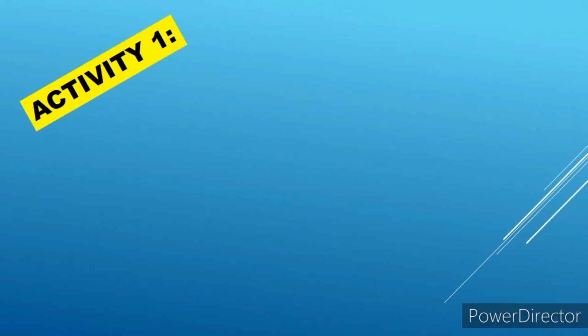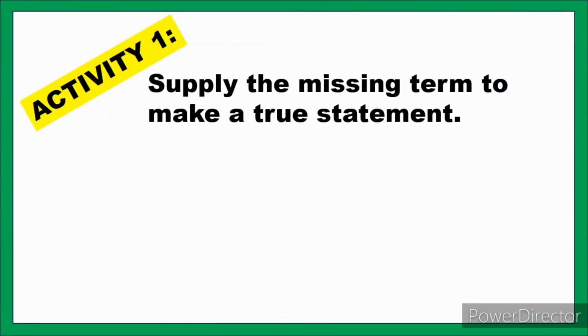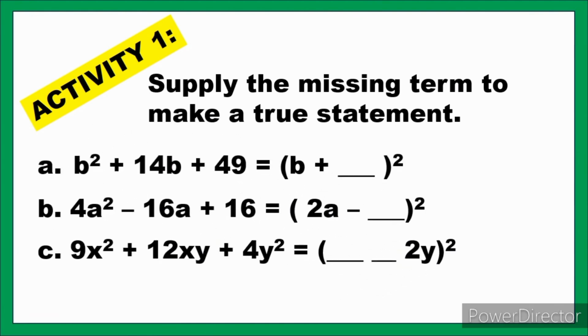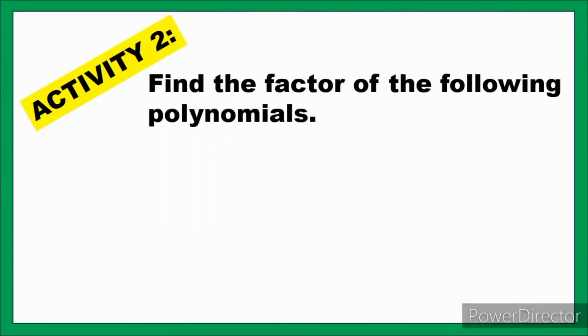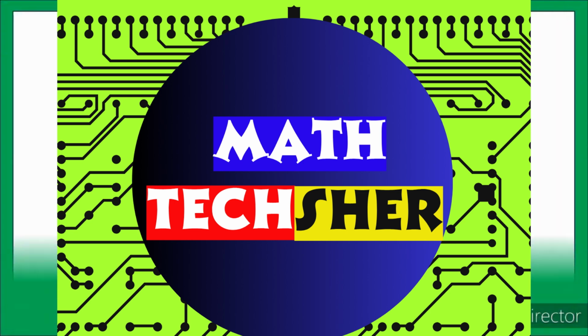Okay, I think you're ready for the activity. So let's have activity number 1. Supply the missing term to make a true statement. Okay, so we have the following trinomials. And then next, activity number 2. Okay, so in activity number 2, we're going to find the factors of the following polynomials. We're going to apply the factoring of perfect square trinomials. So that is how to factor perfect square trinomials.